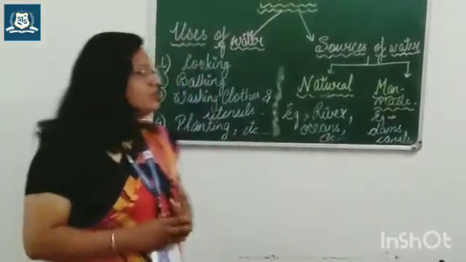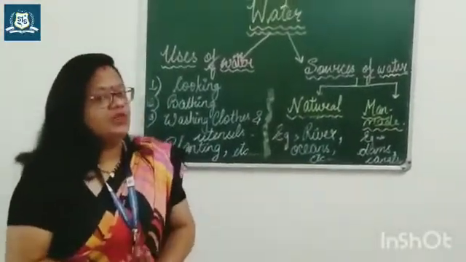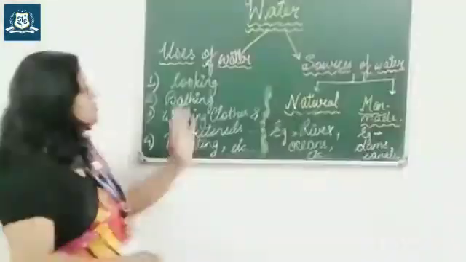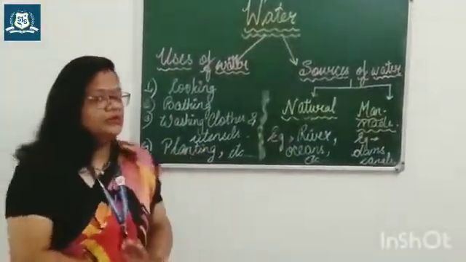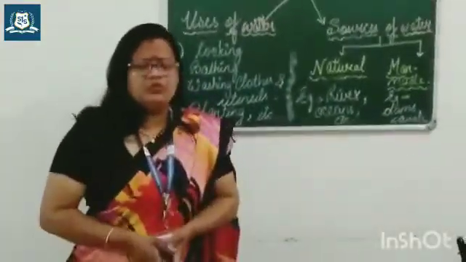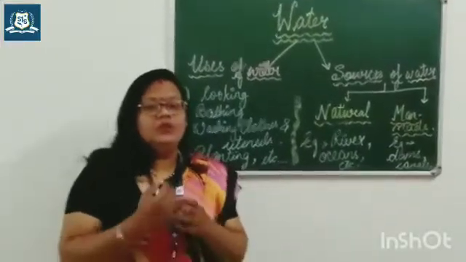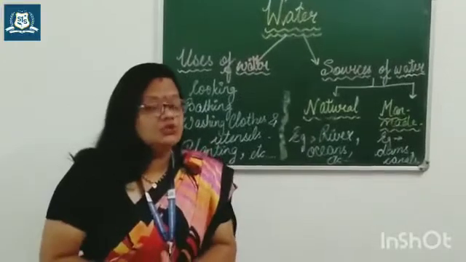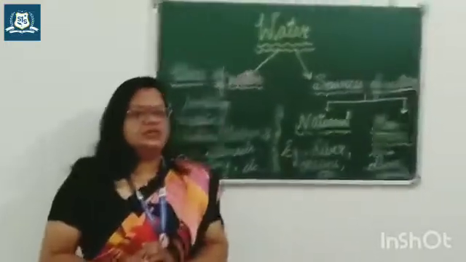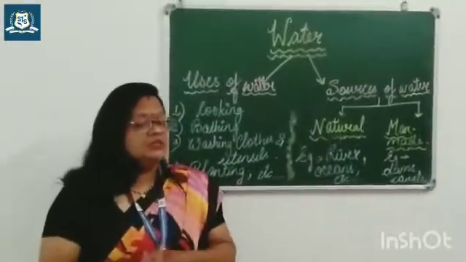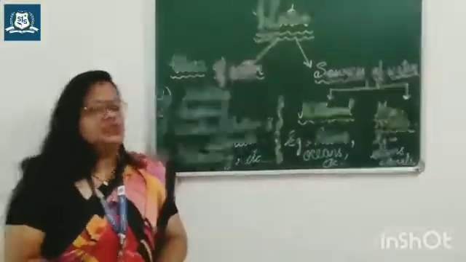Now let's see what the different uses of water are. While we all want water to survive, what are the uses of it? We use water for cooking, for bathing, for washing clothes, utensils, for planting, etc. For cleaning floors, we need water. For everything we need water. Not only we human beings, all plants also need water to prepare their own food, and that process is known as photosynthesis. Animals also need water to bathe and drink. This is all about the uses of water.